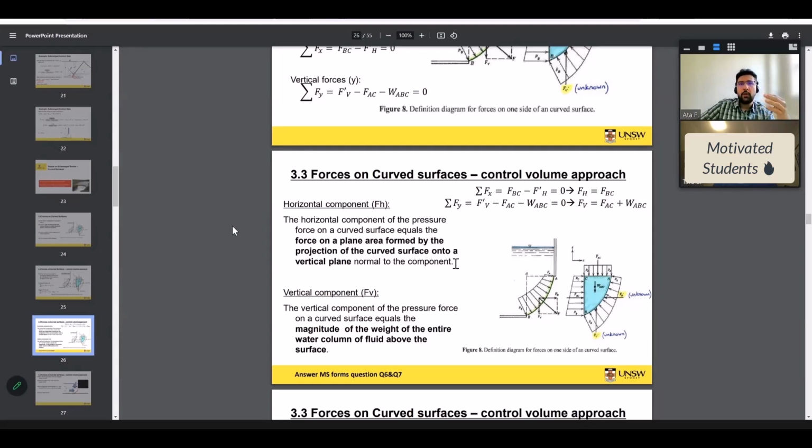For the vertical one, we know its weight. For the horizontal one, we know its projection. So how to calculate the projection? Are we comfortable with the calculations? Are we comfortable with the trigonometry?